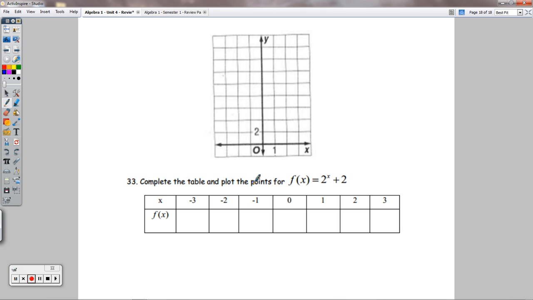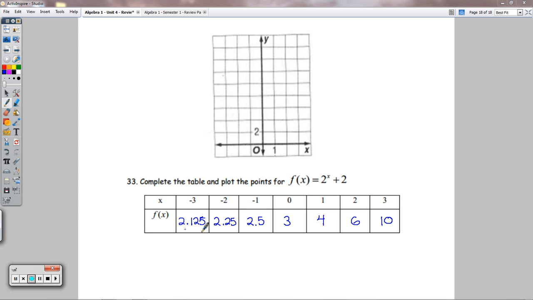So complete the table and plot the points for this equation. So what we have here is f of x equals 2 to the x power plus 2. If you're going to plug in negative 3 for the x value right here, what do you get spitting out for the f of x value, or the y value, in other words? So I'm just going to do that quickly in a calculator, and I'll write these in for you.